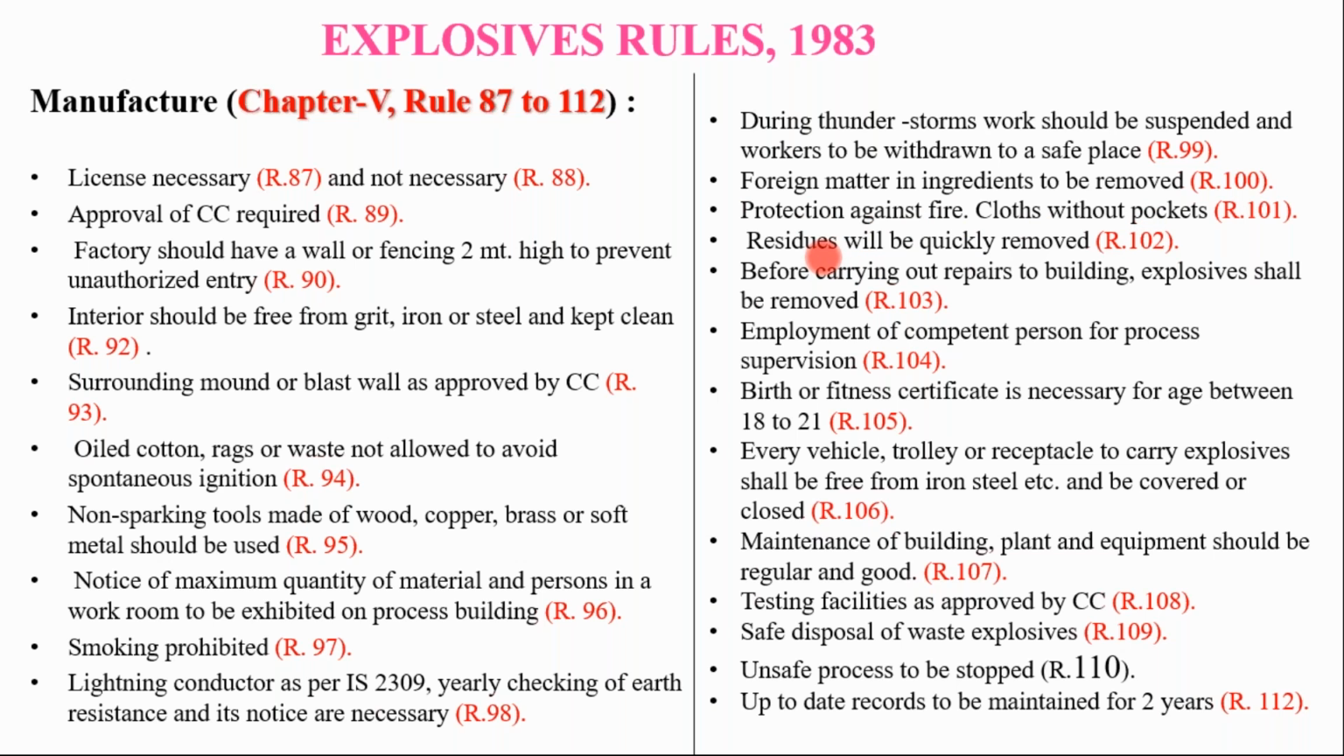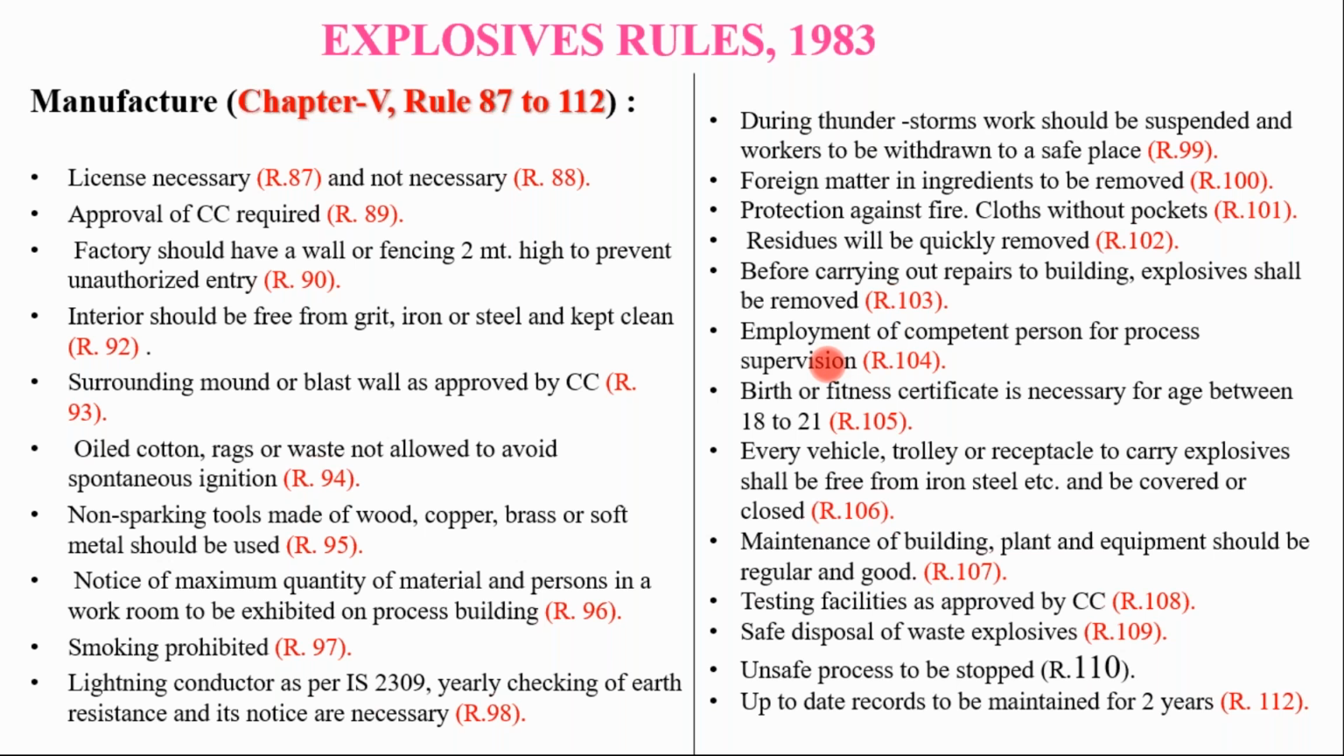Rule 102 is related to residues being quickly removed, and 103 is related to explosive being removed before carrying out repairs to the building. So even in some cases, a small quantity of explosive substance may create a big problem. For that purpose, we have to remove all the explosive substances before carrying out repairing or maintenance of these buildings.